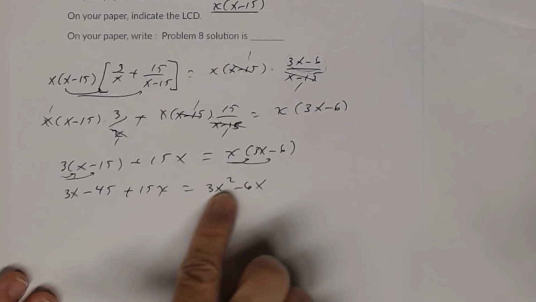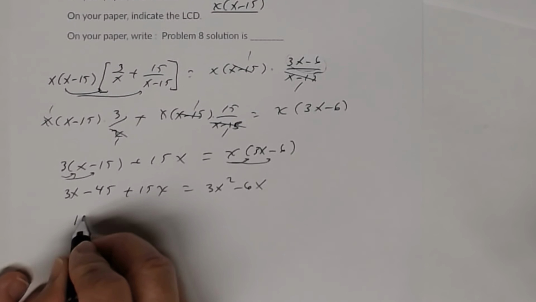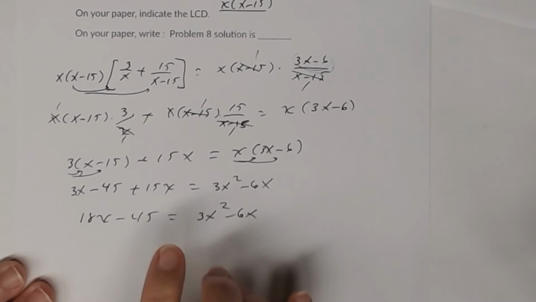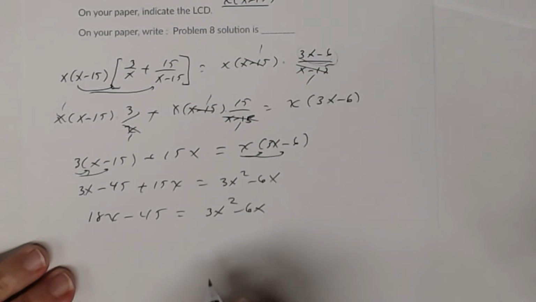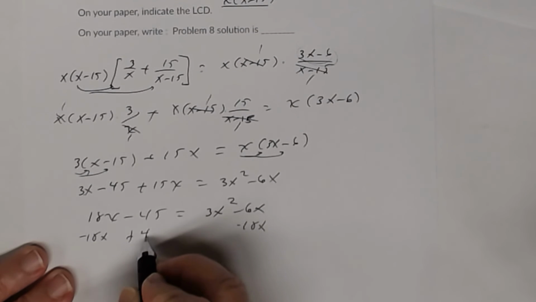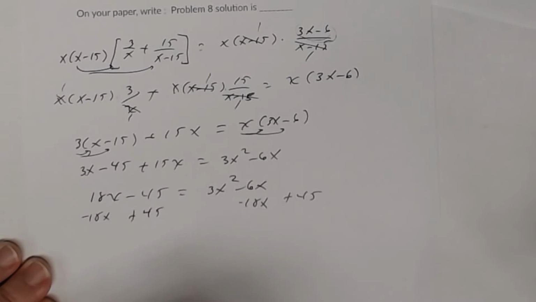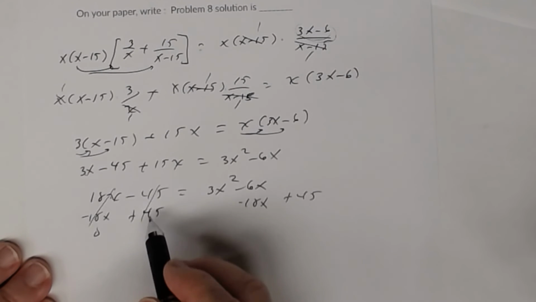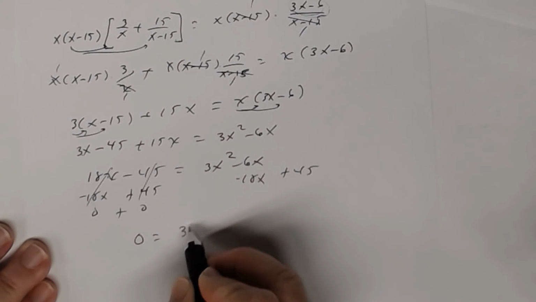All right, so let's continue on solving this quadratic equation. So when I combine like terms, 3x and 15x is 18x minus 45 equals 3x squared minus 6x. All right, so to solve this quadratic equation, we need to put this in standard form. So I'm going to bring all these terms to the other side. Meaning I'm going to subtract 18x from both sides, and I'm going to add 45 to both sides, right? So what I do to one side, I do to the other. Now when I combine like terms, 18x and negative 18x is 0, negative 45 and 45 is 0, and 0 plus 0 is 0. So 0 is needed here, equal 3x squared.